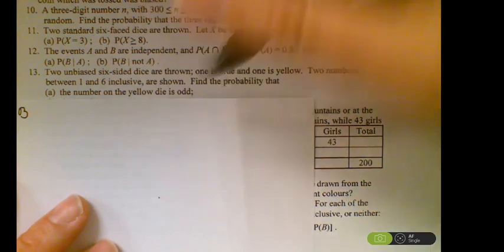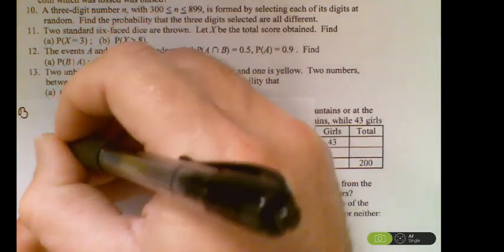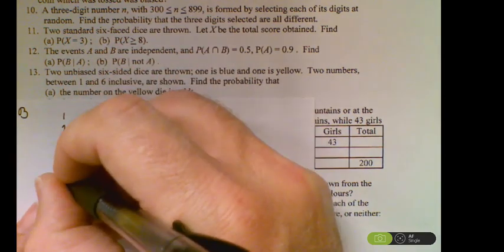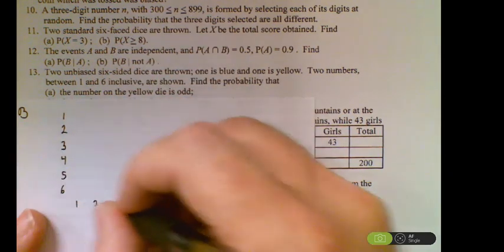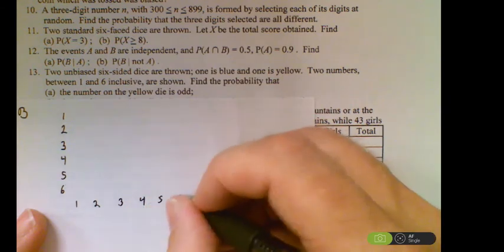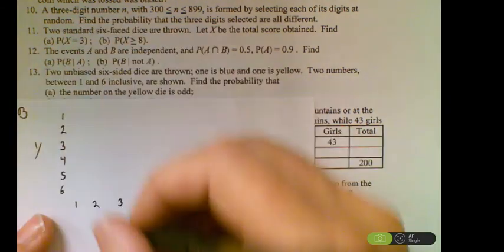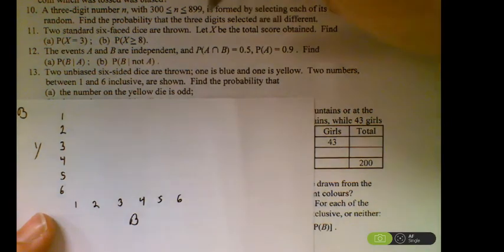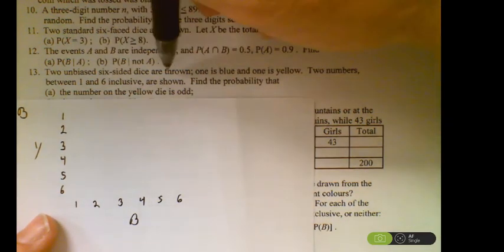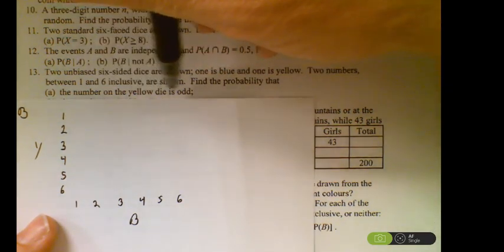So in this case, now you're kind of looking back at that lattice diagram. So in this, identify one of these as yellow and one of these as blue. 1, 2, 3, 5, 6. So let's just say this is our yellow case and this is our blue case. So numbers are shown. So what's the probability that the yellow die is odd?